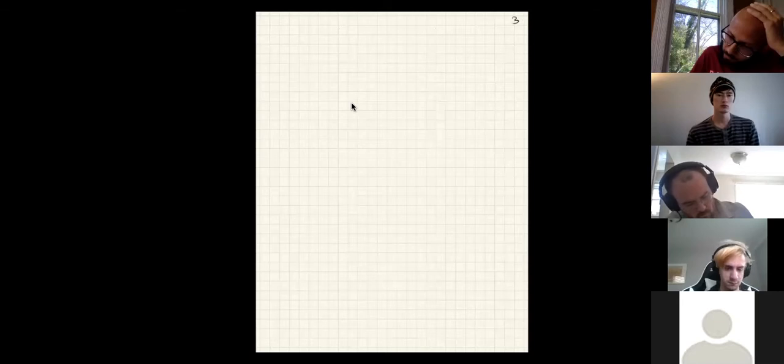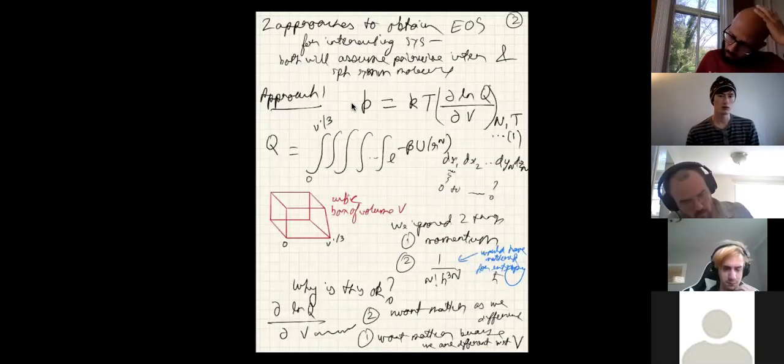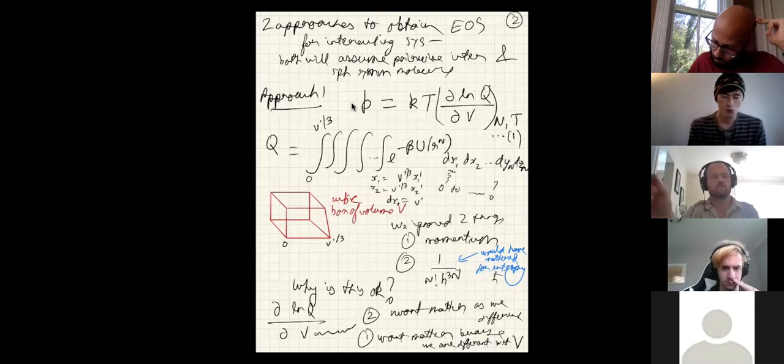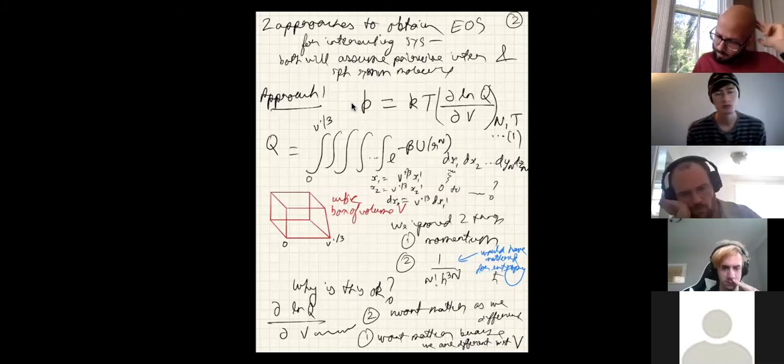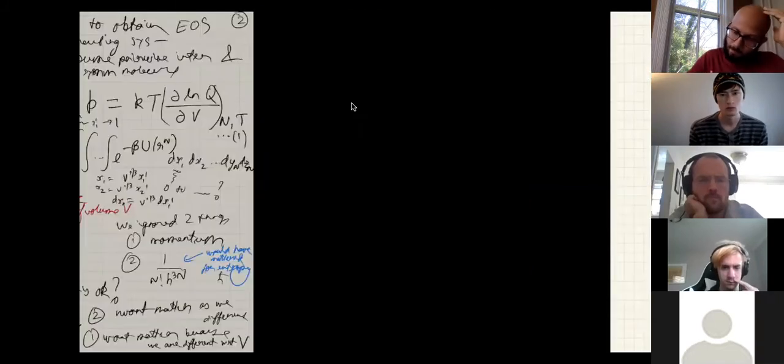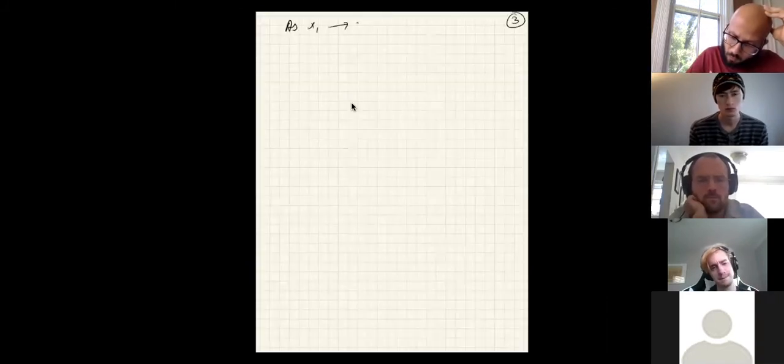Great, so let's proceed. We have this integral that goes from 0 to V to the power 1/3 for every variable. Let's do a change of variables. Let's call x1 equal to V to the power 1/3 times x1 prime. Similarly for all other variables, x2 is equal to V to the power 1/3 times x2 prime. If you do this, then dx1 is going to be V to the power 1/3 dx1 prime, right? And if x1 goes to V to the power 1/3, then x1 prime, which by construction is x1 divided by V to the power 1/3, goes to 1.